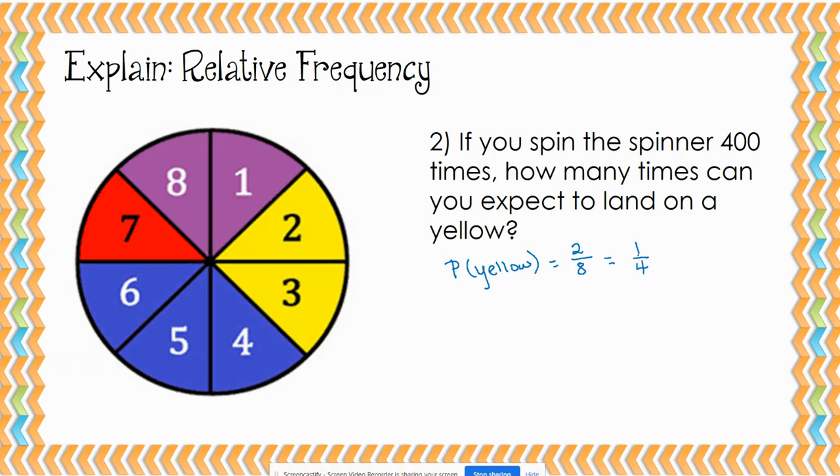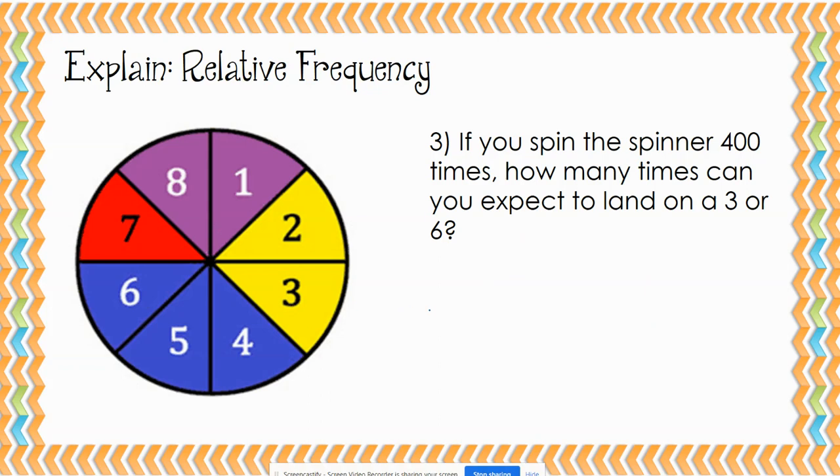To figure out how many times I would land on a yellow, I'm going to take this relative frequency, which is 1/4, and multiply by the number of trials, which is 400. So I'll do 1/4 times 400. Since 400 is a whole number, I can put it over 1 and I can multiply. 1 times 400 is 400, and 4 times 1 is 4. Then I would simplify this, or in this case, just divide. 400 divided by 4 is 100. So this means that if I spun the spinner 400 times, I would expect to land on yellow 100 times.